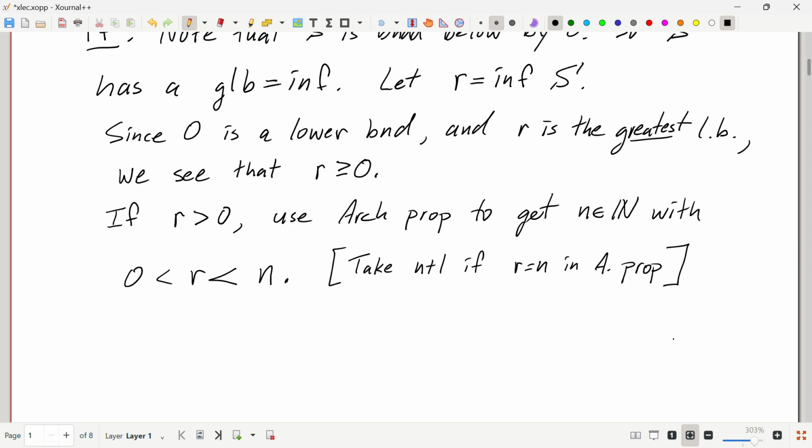Okay, now you think about what that means. When I start inverting things, that would mean 1 over n is less than 1 over r. And oops, that means that, what am I saying?